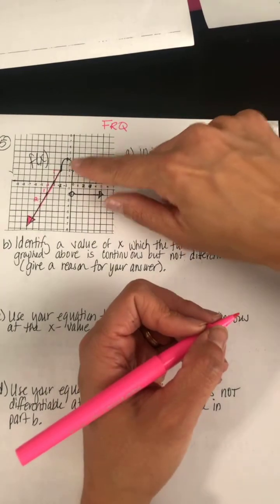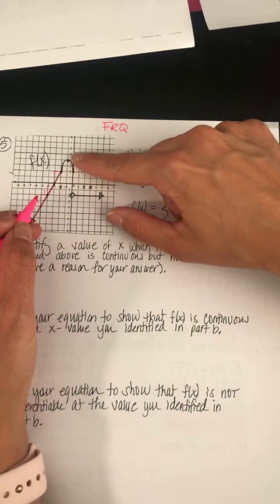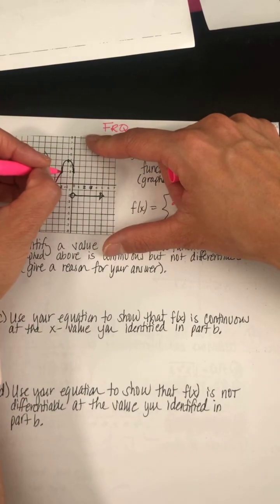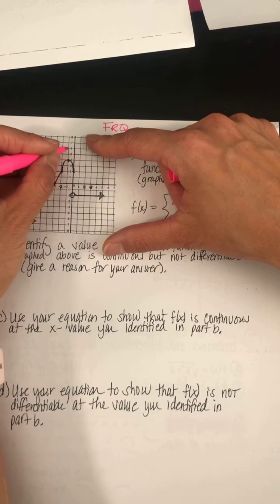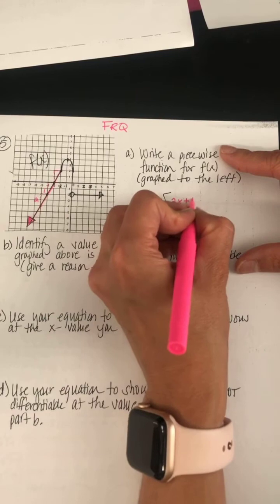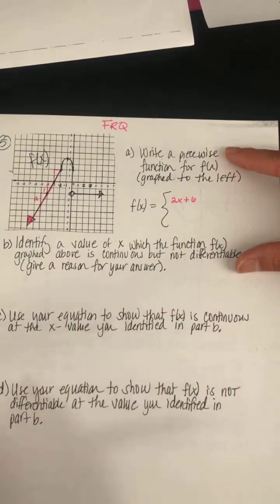Where would this line cross the y-axis? If I kept going, where would it cross? It's not rocket science. You just have to keep going. Up 2 over 1, up 2 over 1. It would cross at 6. So plus 6. Okay, and what interval are we looking at?